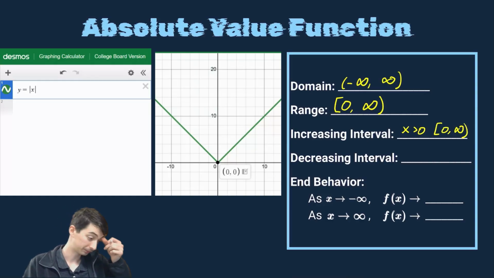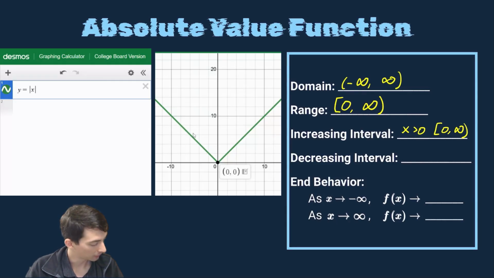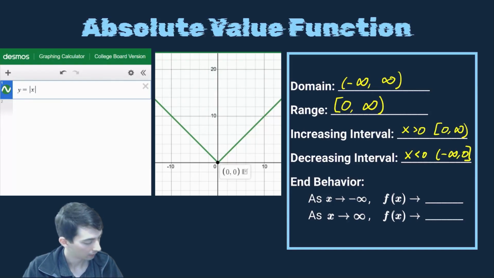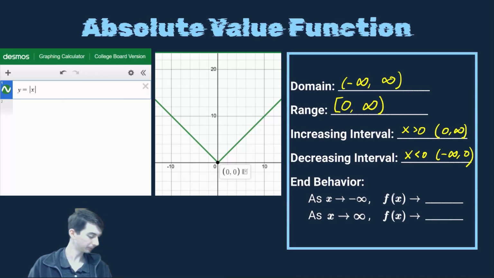Everything is going to be increasing. My decreasing interval, well, I see that all of these have the y values getting smaller as the x is getting bigger. And so my decreasing interval is just the opposite. It's going to be all the x values less than 0, or from negative infinity to 0, with, actually, these would get parentheses because at 0, we're not really doing anything. It's just a point. So it'd be parentheses 0 to infinity and 0 parentheses, okay?